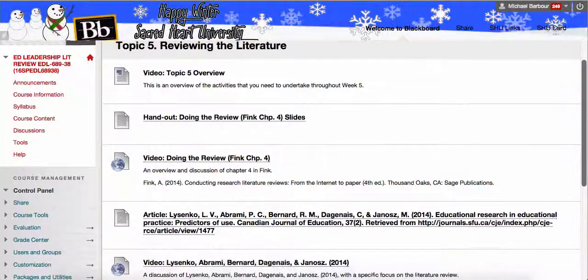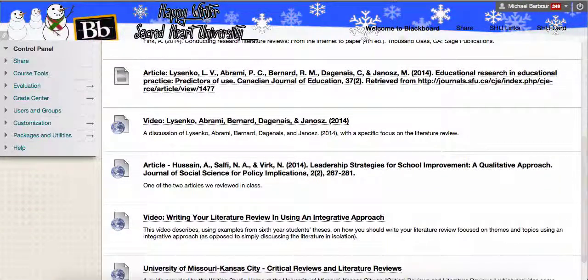Now, the next couple of things that you see in here, two of them are the articles that you would have picked up last week in class if you were there. So you should have print copies of the Lensico et al. and the Hussein et al. articles. What I'd like you to do is spend about 20 or 25 minutes going through the Lensico article and read through it first. Pay particular attention to the literature review. And once you've spent 20 or 25 minutes reviewing that, then I want you to look at this video.